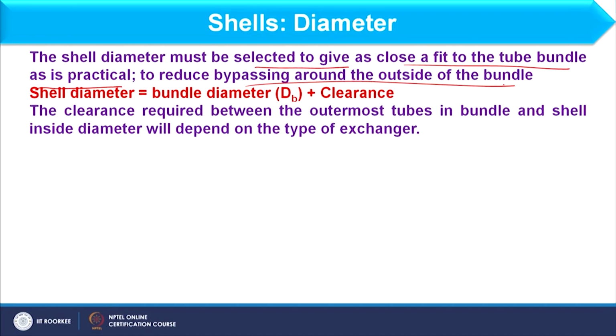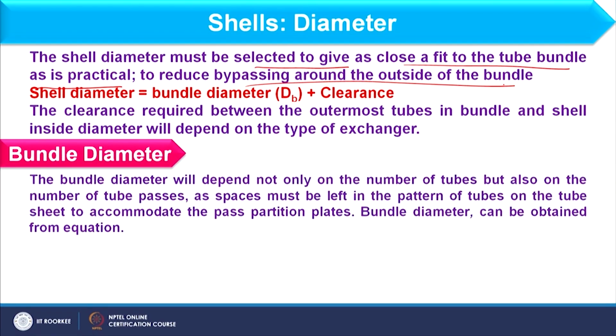But before that we have to calculate bundle diameter, as shell diameter depends on the bundle diameter. Now if I consider the bundle diameter, on which parameter should bundle diameter depend? The first is number of tubes. Right. Second is how the tubes are arranged in the tube sheet, either it is a square pitch, triangular pitch or in other manner also, right. And apart from this, it will also depend on the tube passes.